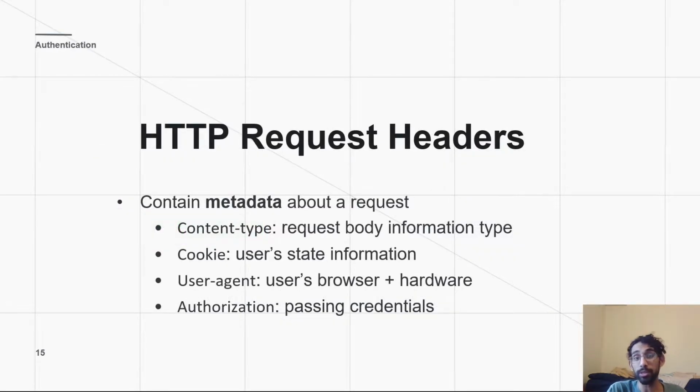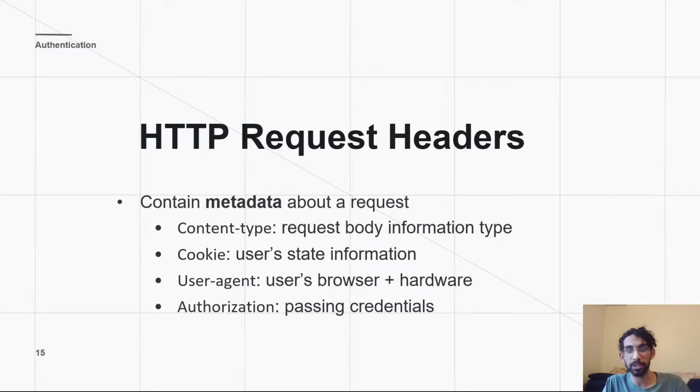One way to do this is in HTTP request headers. If you think back to the very beginning of the class, I mentioned the request body is not the only way to send information. You can send information in request headers. And so request headers have a lot of metadata about a request, which is, rather than the actual information you want the backend to work with, information about the request itself, right?